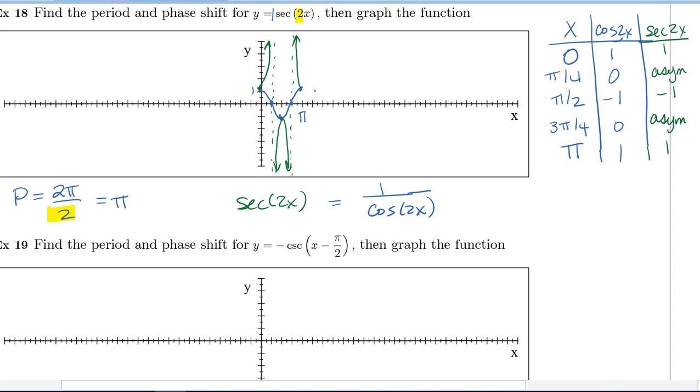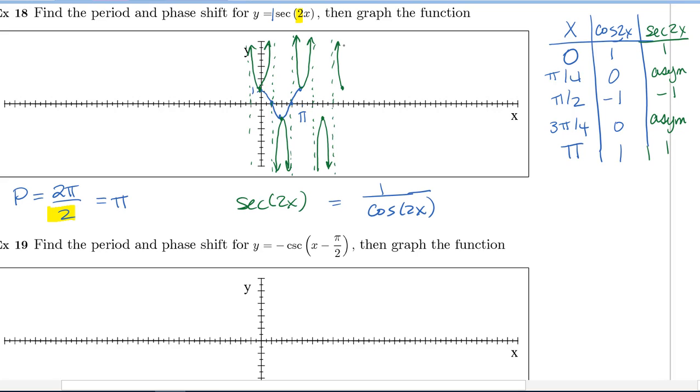Again, if we want the full 2 cycles, we would draw the asymptotes in at 5 pi over 4. So this one would go up. And then we'd have another one at 7 pi over 4. We'd have our other U-shape down here. And then we can either go backwards on this one that we started, or we can go forward here. Either one of those will get us our 2 full cycles.